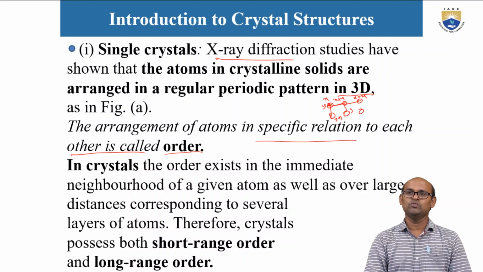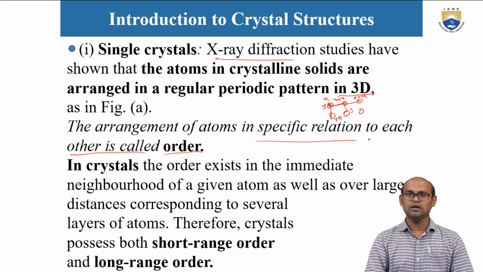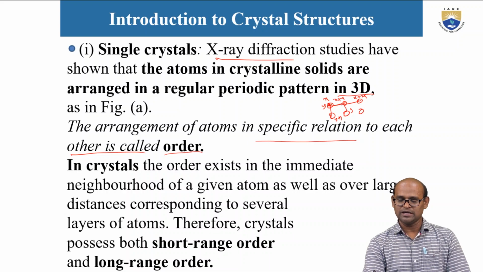Okay, so then we can define the order. Order is nothing but the arrangement of atoms in specific relation to each other. That is called order. So if you cannot define the relation, then there is no order. Here there is a clear order.